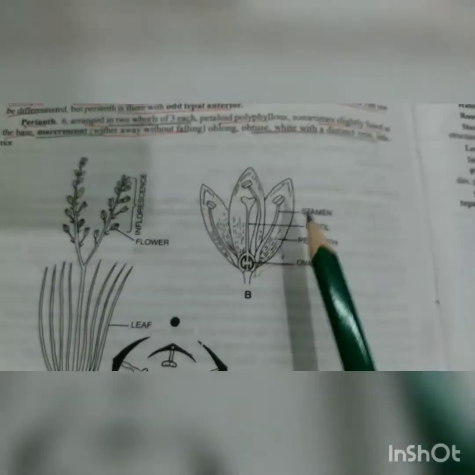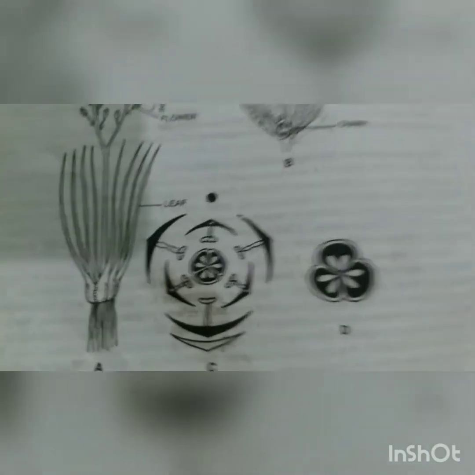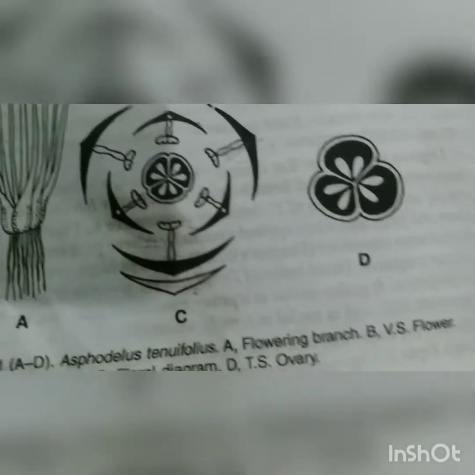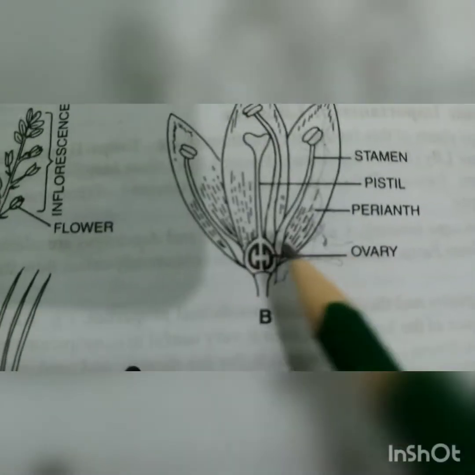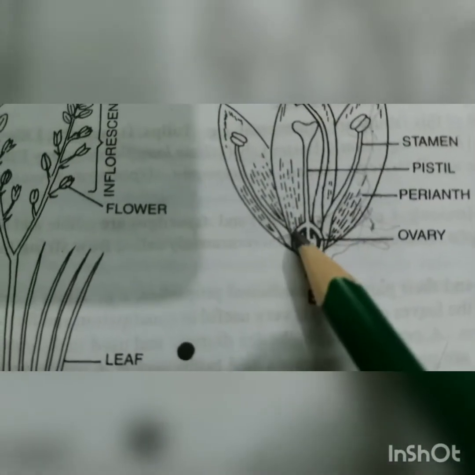They are attached to this. They are epiphyllous. See, and they are bithecous and dilated at base. See, dilated at base. This is the dilation.